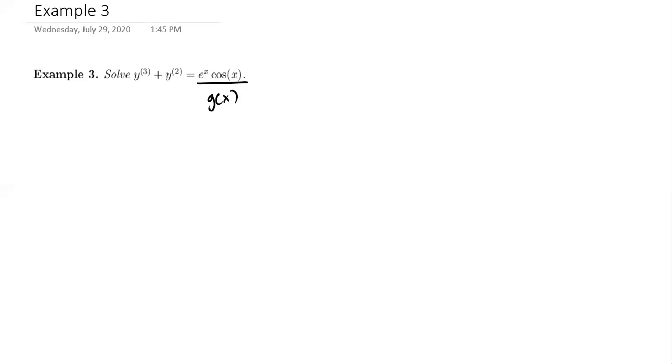So again, first we find a solution to the homogeneous case, which is the complementary solution. So we write down the characteristic polynomial. The power of r corresponds to the order of the derivative. So this is our characteristic polynomial. Then we set it equal to 0.